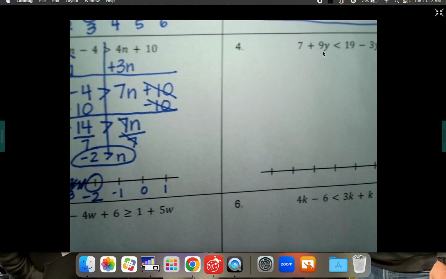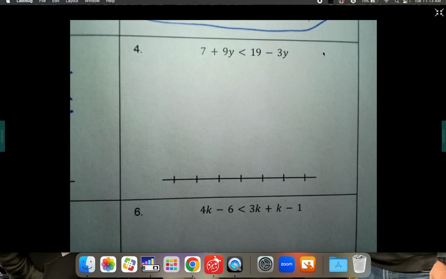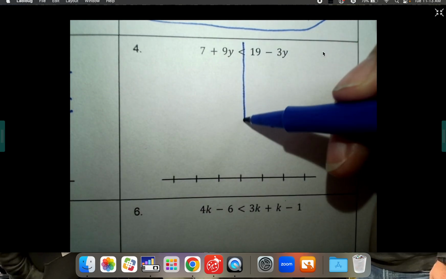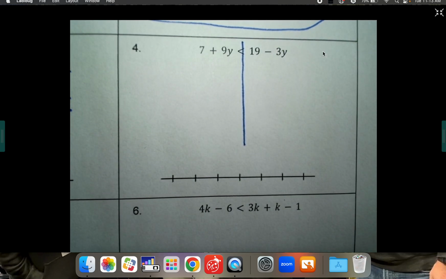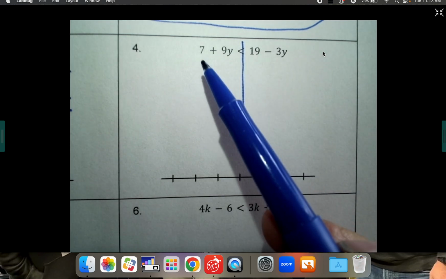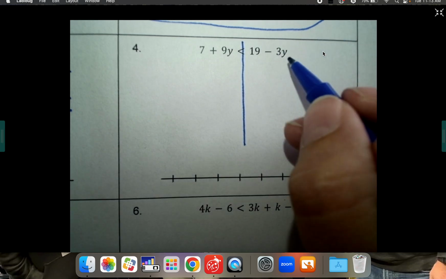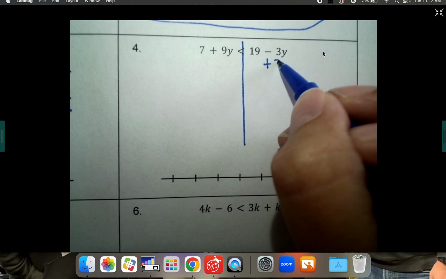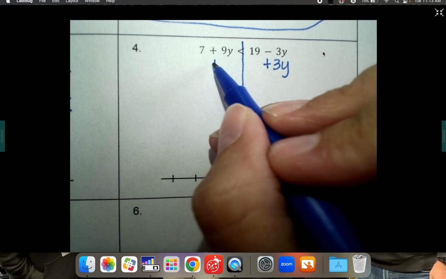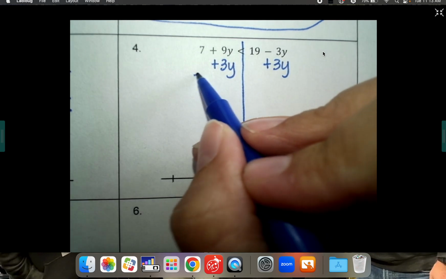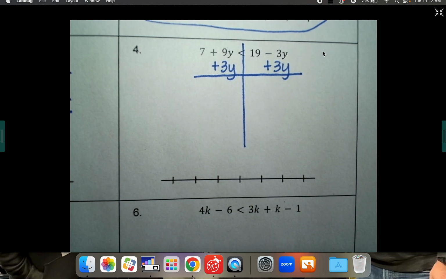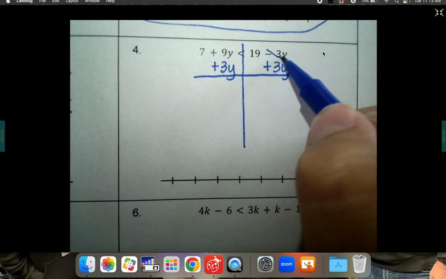Okay, number 4. Again, we don't have distribution. We don't have like terms to combine. So we're going to go ahead and move on to moving one of the variables to the other side. I'm going to move the negative 3y by adding 3y. This is not the only thing you could do. I just prefer to do this because I like to get rid of my negatives, if ever possible.